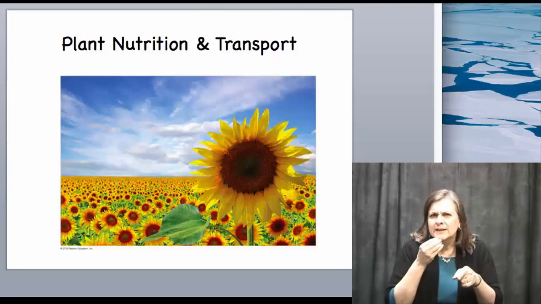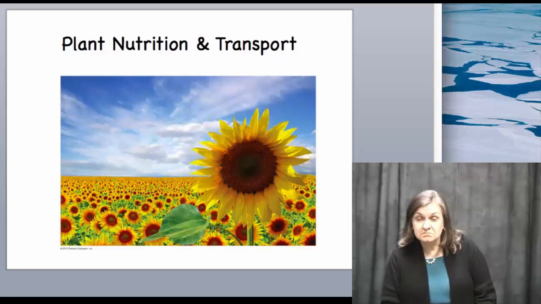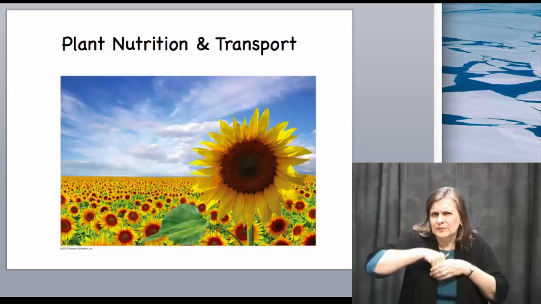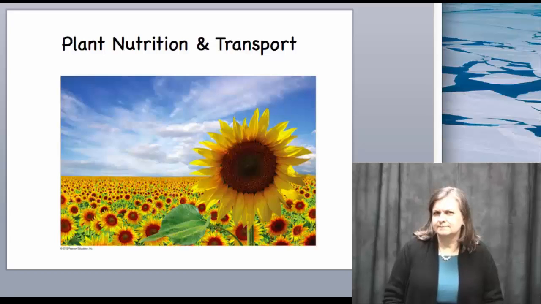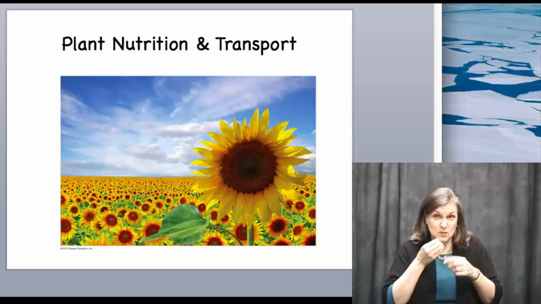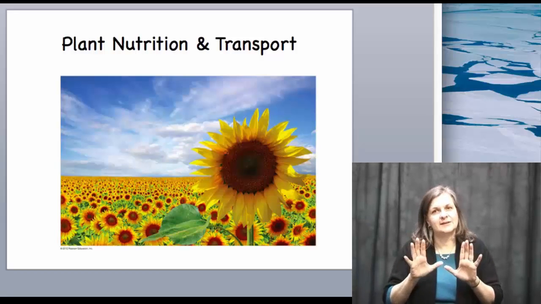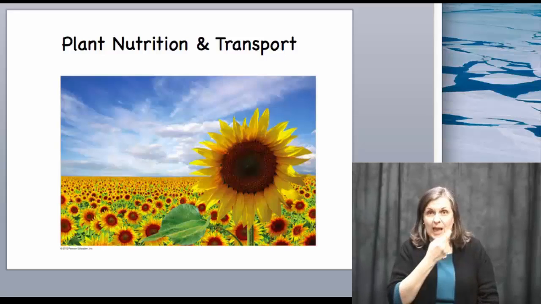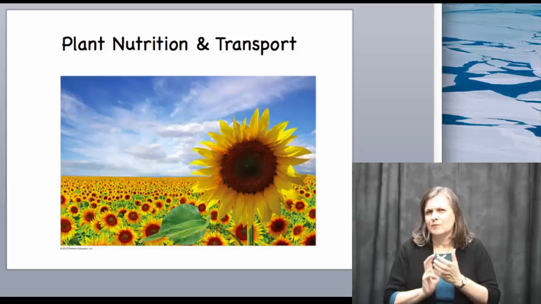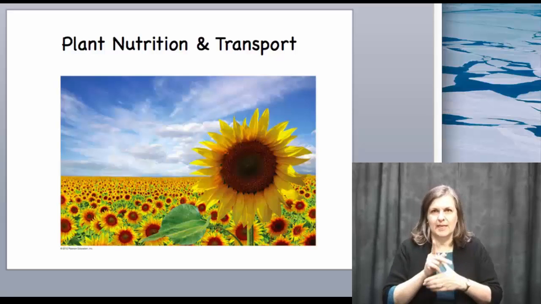What are you eating right now? No, really. Are you eating something? How are you getting it into your body? Through your feet? Through your hair? Well, obviously we hope that you're getting it into your body through your mouth. But how does a plant get all of the nutrients in that it needs?